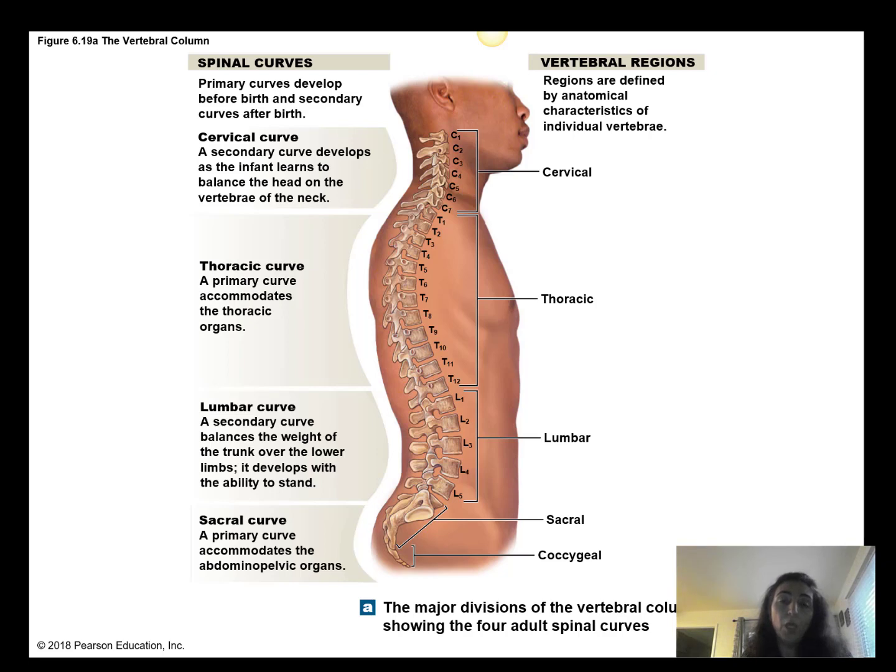So here in this picture, first look at the vertebral regions that are defined by the anatomical characteristics of the individual vertebrae. In the cervical region, we have the cervical vertebrae, and we call them C: C1, C2, C3, C4, C5, C6, C7. It is like the time that you eat breakfast, 7 a.m., right? For the thoracic region, we call them T, and we have 12 of them. Therefore, we have T1 all the way to T12.